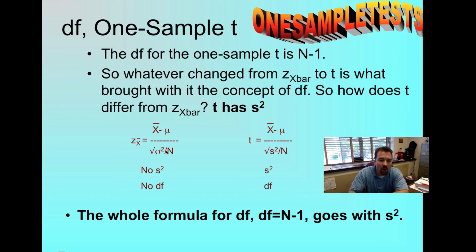For Z, you know what sigma squared is, you know what the variance is of the population, but for T, you don't know what it is. So you have to use your sample. You have to try to estimate what sigma squared actually is by using s squared. And by doing that, you need to use degrees of freedom. So the whole formula for df, degrees of freedom, n minus 1, goes with s squared. It's part of this s squared formula. That's why it's part of the T formula.